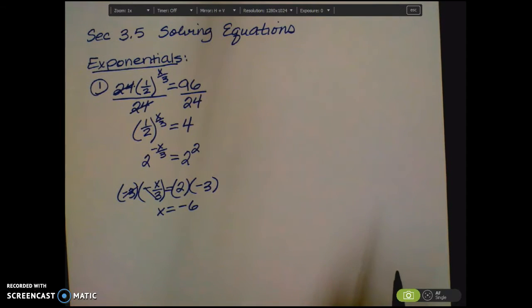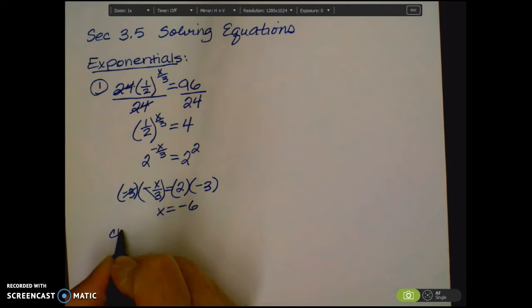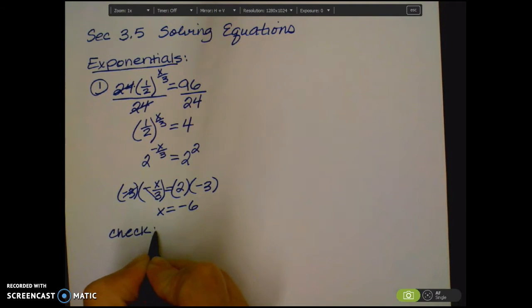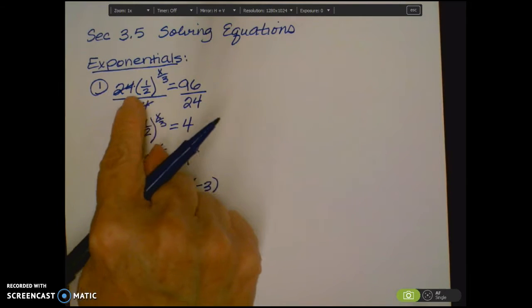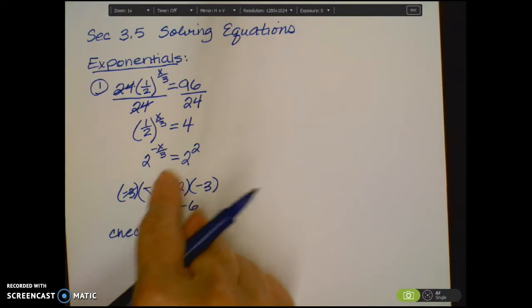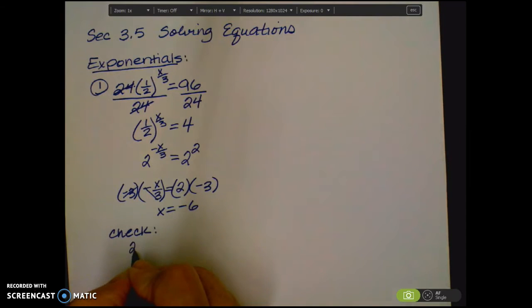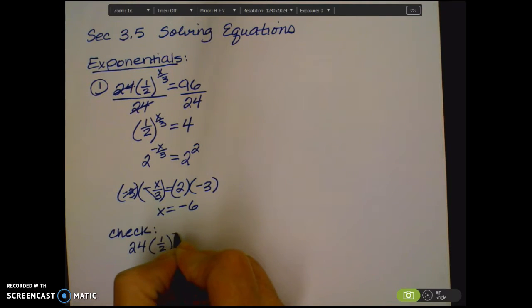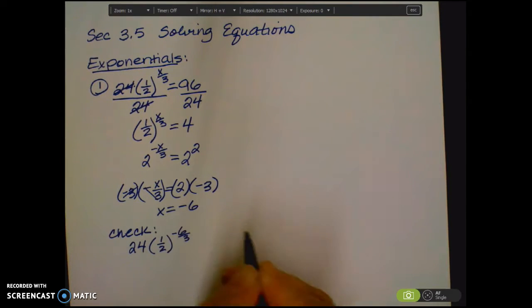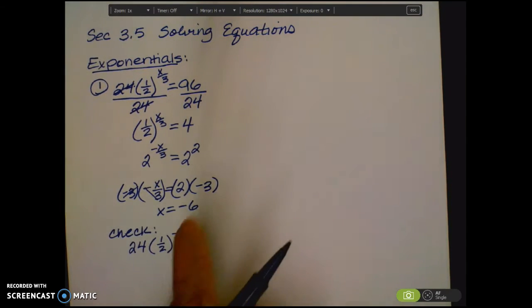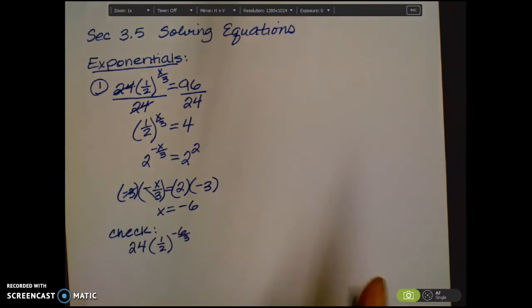Now, it is in your best interest to check those and make sure it works. When you do your check, substitute that value of x into the original equation. Don't use one of the intermediate steps. Go back to the original. So in this case, 24 times 1/2 to the negative 6 over 3. Now, if this checks correctly, that quantity should equal 96.